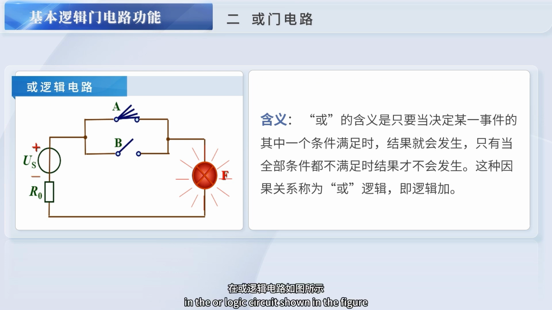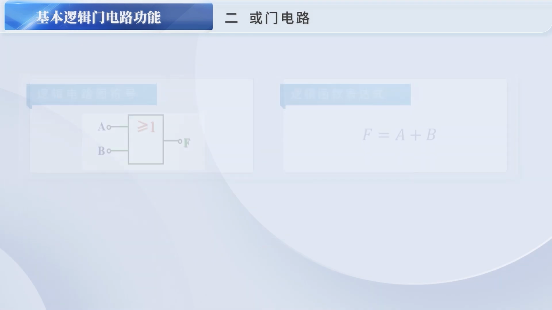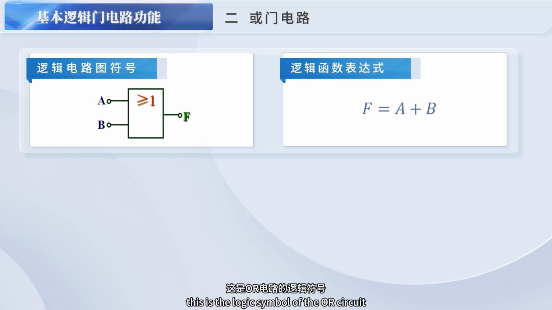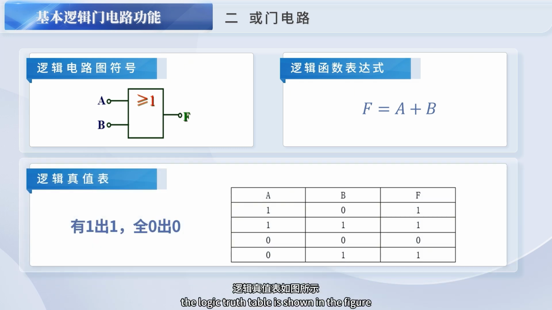In the OR logic circuit shown in the figure, for switches A and B, as long as one of the switches is closed, the light F will light up. When both switches A and B are open, the light F will not light up. This is the logic symbol of the OR gate. The logic function expression is F equals A plus B. The logic truth table is shown in the figure. It can be summarized as: any 1 in gives a 1 out, all 0s in gives a 0 out.